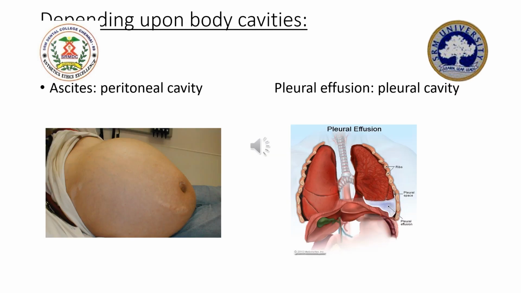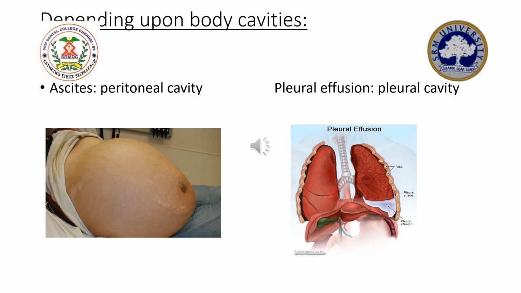Depending upon the body cavities, edema is further classified as ascites. So ascites is nothing but buildup of fluid in the abdomen. That is, there is excessive buildup of fluid in the abdomen, which can be caused as a result of cirrhosis, which is nothing but a liver disease. So here what happens is fluid gets collected in spaces within the abdomen, and this fluid collecting in the abdomen can affect lungs, kidney and other organs also.